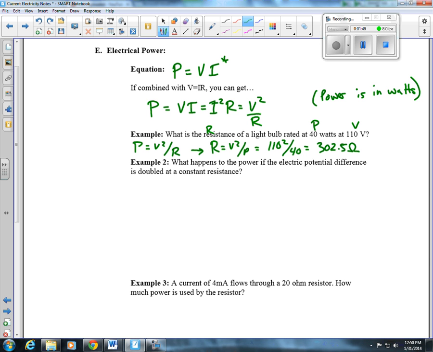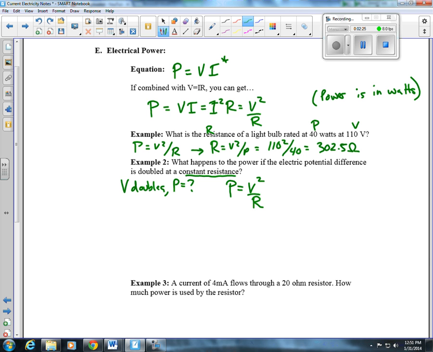Now, what happens to the power if the electrical potential difference is doubled at a constant resistance? So we have V doubling. We want to know what happens to power. Now, the problem is I have a couple different things. I can do P equals VI. I can do P equals V squared over R. That's why they have to tell me this constant resistance part. Because that's going to tell me I want to use the one with resistance. So it's going to be P equals V squared over R.